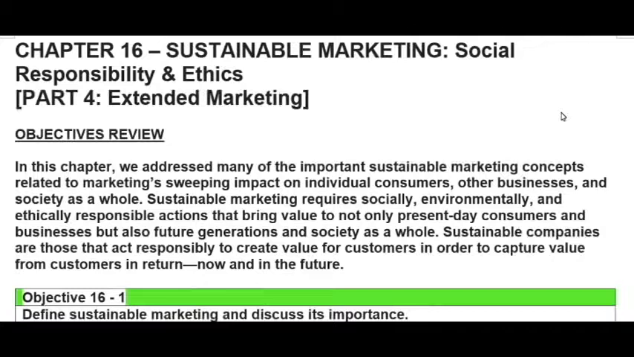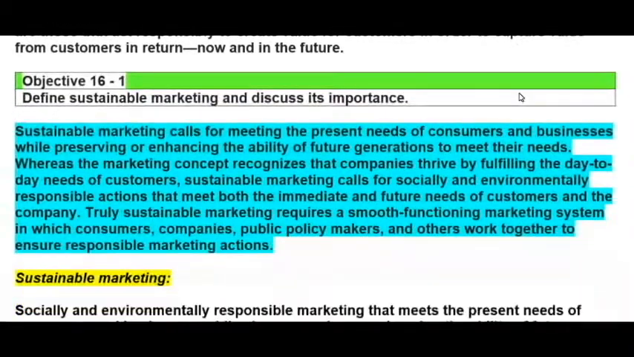Sustainable marketing requires socially, environmentally, and ethically responsible actions that bring value to not only present-day consumers and businesses, but also future generations and society as a whole. Sustainable companies are those that act responsibly to create value for customers in order to capture value from customers in return, now and in the future.